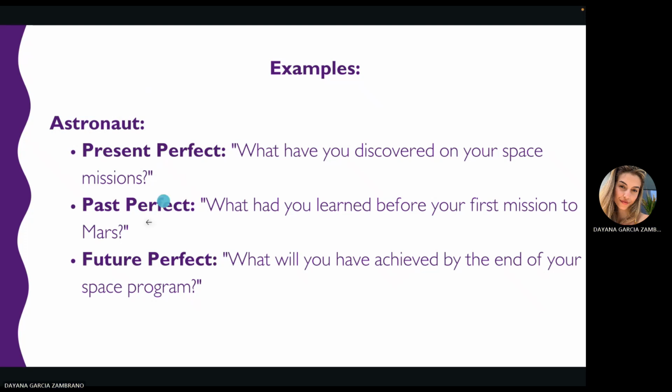And then we have future perfect. Student B asks, what will you have achieved by the end of your space program? And student A needs to answer: by the time I finish my space program, I will have gained so much money. They can make up whatever they want, but they need to answer as if they were an astronaut.